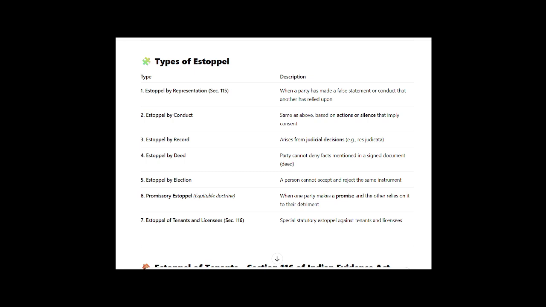6. Promissory estoppel, an equitable doctrine, when one party makes a promise and the other relies on it to their detriment. 7. Estoppel of tenants and licensees, special statutory estoppel against tenants and licensees.